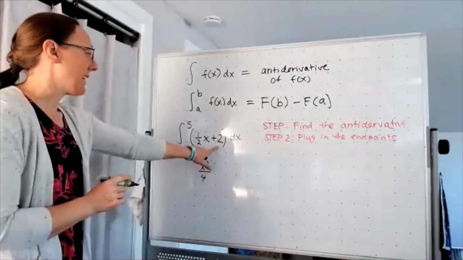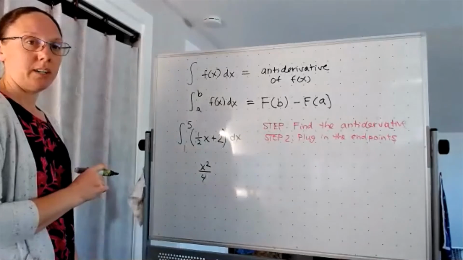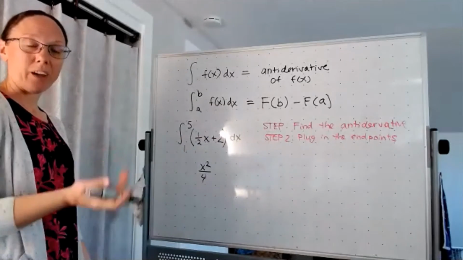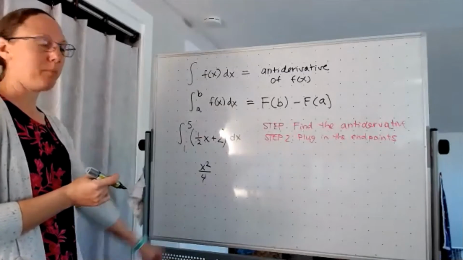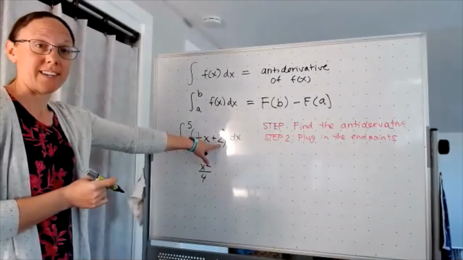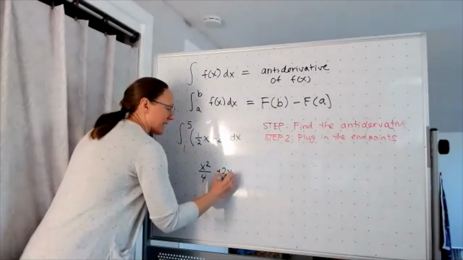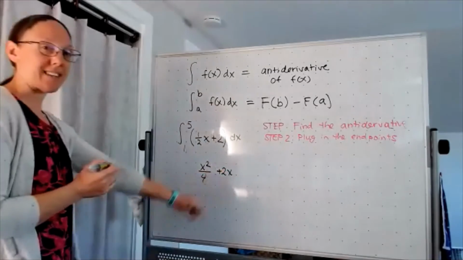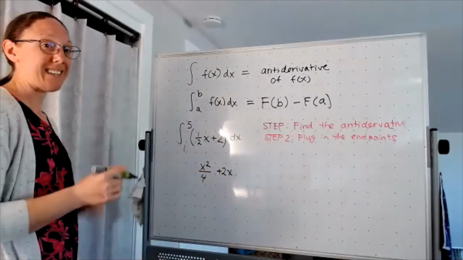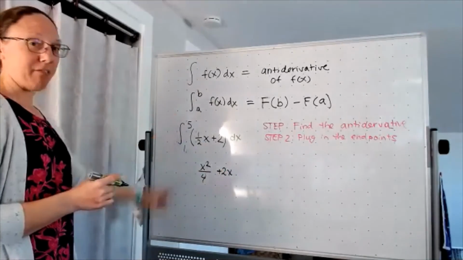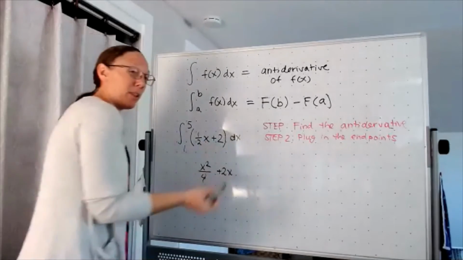When we take the antiderivative of 2, there isn't an x on the back of that, or we can think about it as an x to the 0. But the antiderivative of a constant is that we're going to get that constant times x back. That's step 1. Step 2, in evaluating the definite integral, we're going to plug in the endpoints.